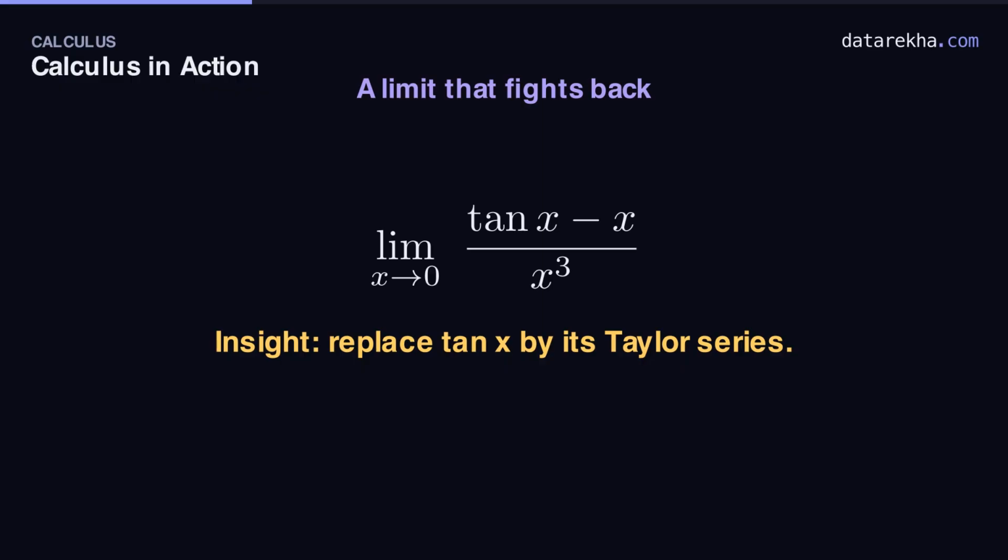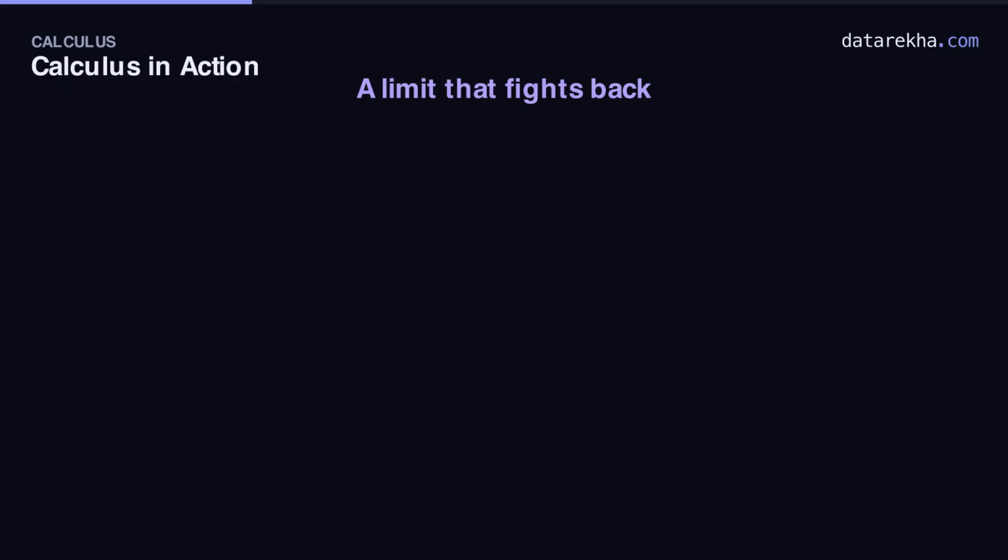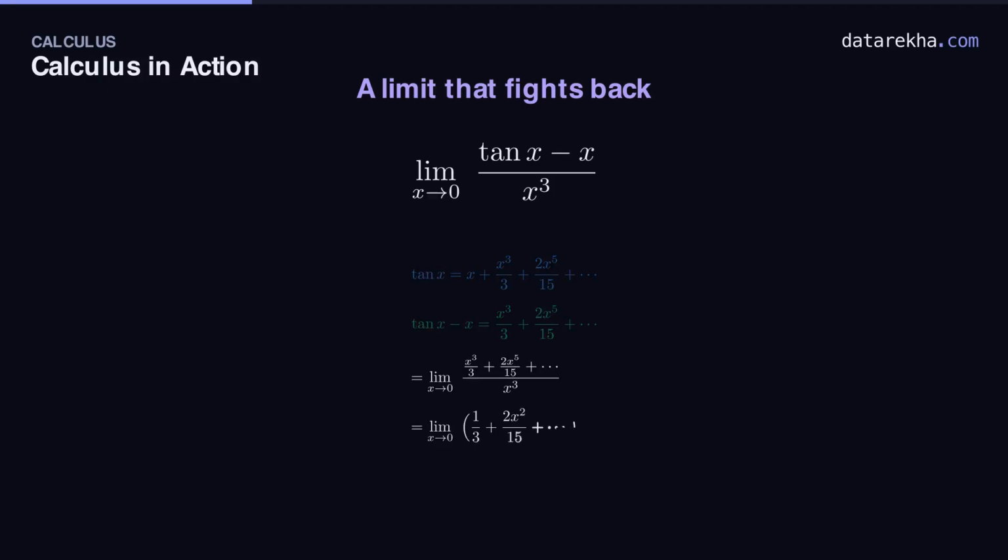It has a series. And a series turns this into simple cancellation. The series for tan x begins x plus x cubed over 3 plus a tiny x to the 5th term and on. Subtract the x, and the leading x vanishes. The smallest survivor is x cubed over 3. Now the numerator and the denominator both start at x cubed.